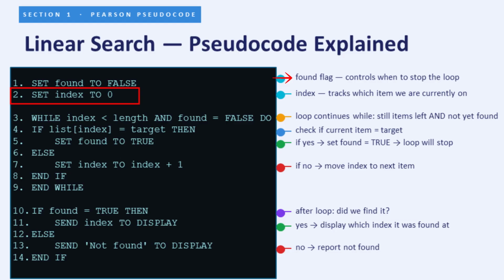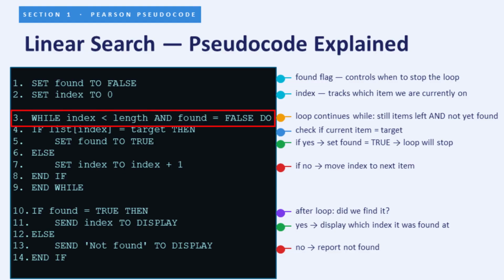Line 2, set index to 0. This creates a variable called index and sets it to 0. Remember, the first item in any list is at index 0, so we are saying start at the beginning of the list. Line 3, while index less than length and found equals false do.